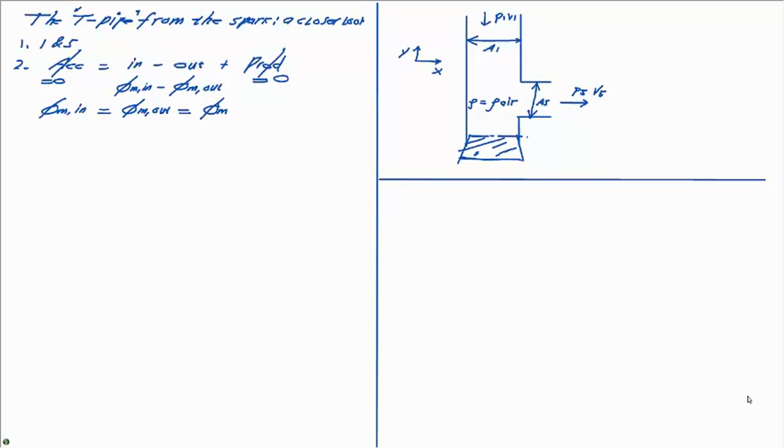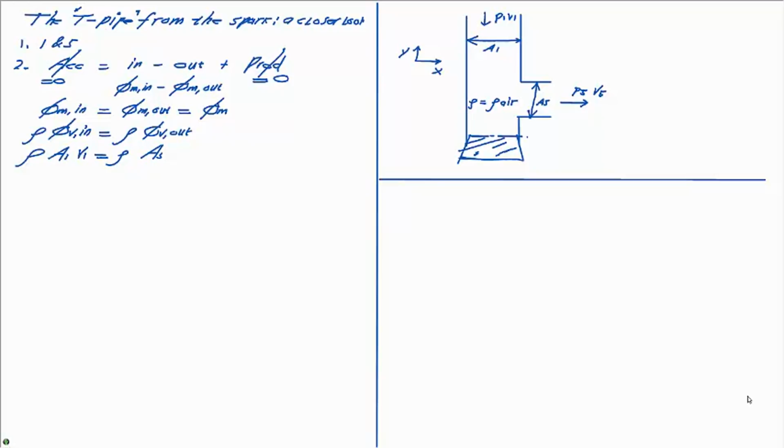Then recall that we can rewrite the inflow of mass as rho times the volumetric inflow. We can also do this for the outflow, and recall that we can write the volumetric inflow as the cross-sectional area at that point times the velocity at that point, in this case A1 and V1, and on the right hand side we get something similar.